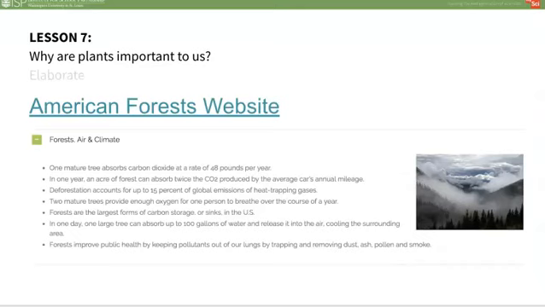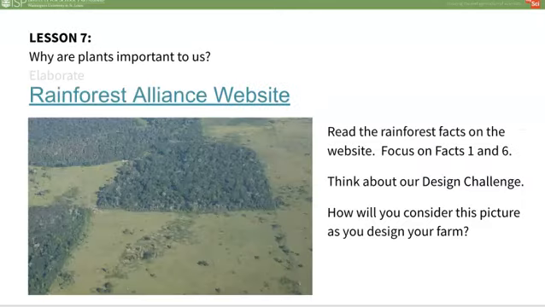Consider using this American Forest website to dive deeper into the usefulness of trees and forested areas to our society. The main takeaway points from the website are listed here and can be used to facilitate a richer discussion about the relationship between forests and clean air on our planet, which is in our best interest to conserve and protect. Similarly, the Rainforest Alliance website is another resource available to students to consider how rainforests relate to this unit's design challenge. They should consider this picture as they think of their farm design plans.